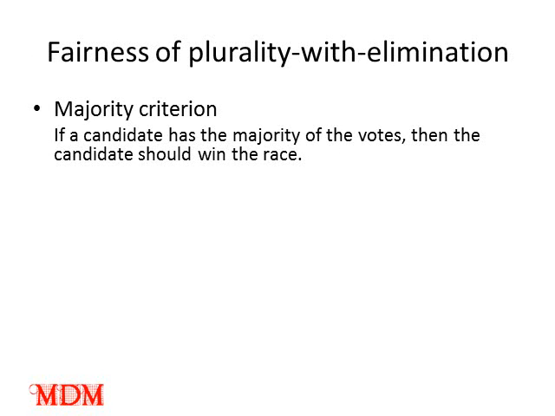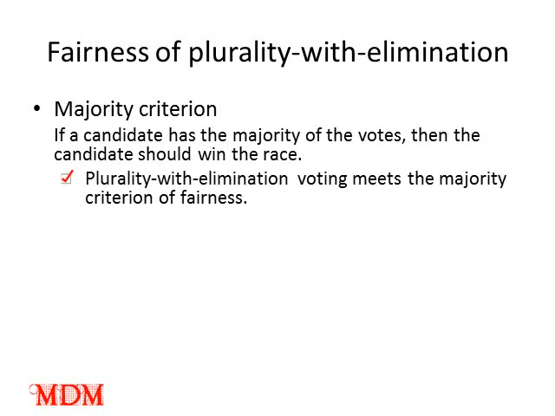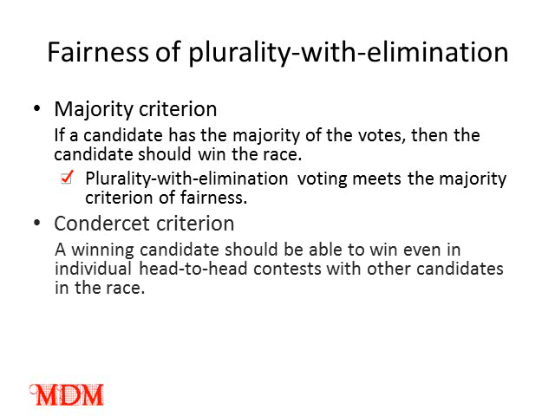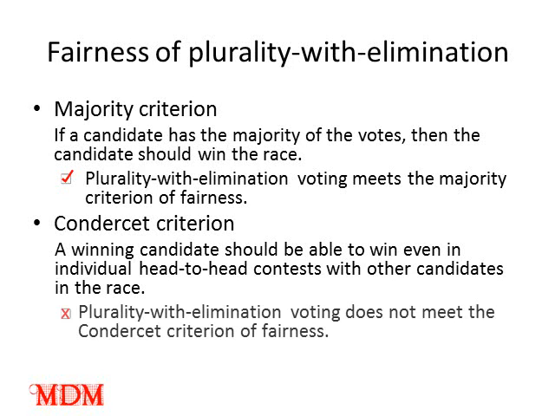Let's look at the fairness of plurality with elimination. Remember that the majority criterion says if a candidate has the majority of the votes, then the candidate should win the race. Plurality with elimination voting meets the majority criterion of fairness. With the Condorcet criterion, a winning candidate should be able to win even an individual head-to-head contest with other candidates in the race. Plurality with elimination voting does not meet the Condorcet criterion of fairness.